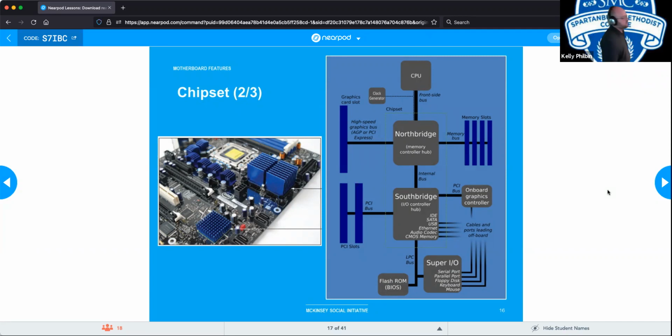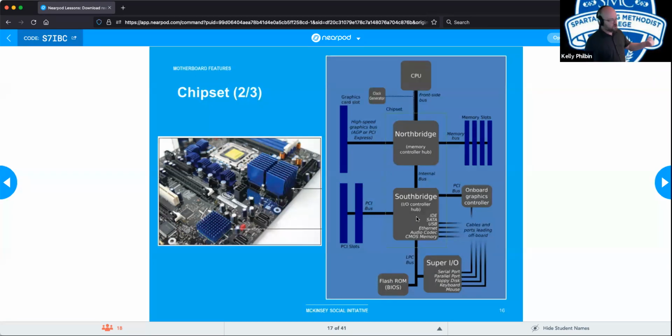So you have the CPU up here. And then immediately connected to it is the North Bridge, or the memory controller hub. You have the RAM slots over here attached to it, and then high-speed graphics, or PCIe or AGP slots, would be connected to the North Bridge. And then you have the internal bus, which would go to the south bridge bus, or the IO controller hub, or input output.